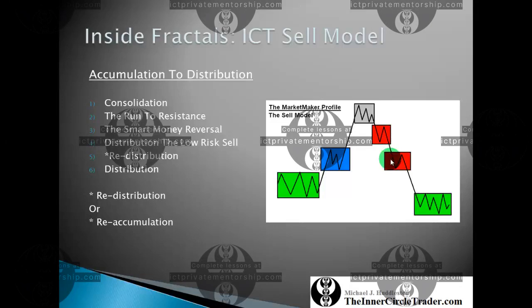The next stage is either a redistribution, or in other words, an increase of more selling orders or short orders, or like we had in the previous teaching about the ICT buy model, this stage here can be a reaccumulation point. In other words, this could be a buy, a retracement here just to reaccumulate more longs that they had accumulated here or in here. So in this area here, we could see the resumption of a longer term bull trend.